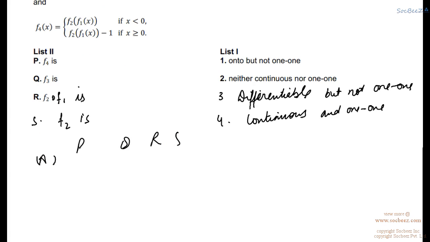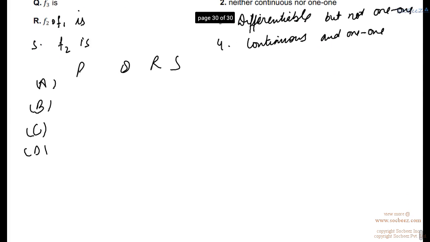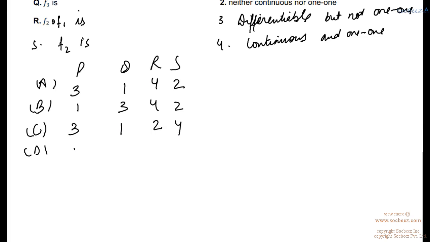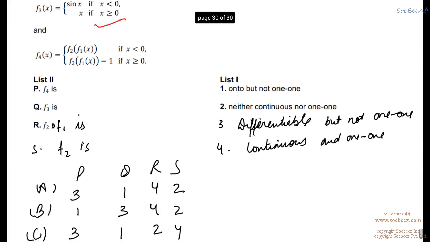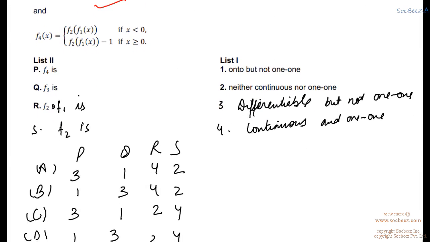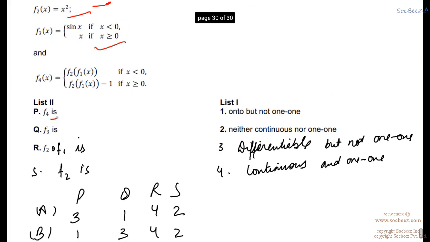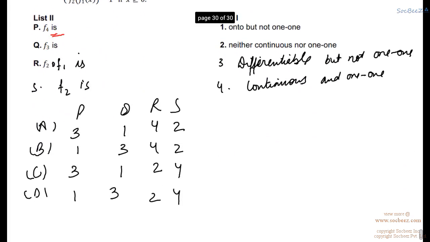Okay, so here option A is P, Q, R, S, B, C, D. These are the 4 options. Option A is 3, 1, 4, 2. Option B is 1, 3, 4, 2. Option C is 3, 1, 2, 4. Or D is 1, 3, 2, 4. Okay, so let's see how to solve this question.